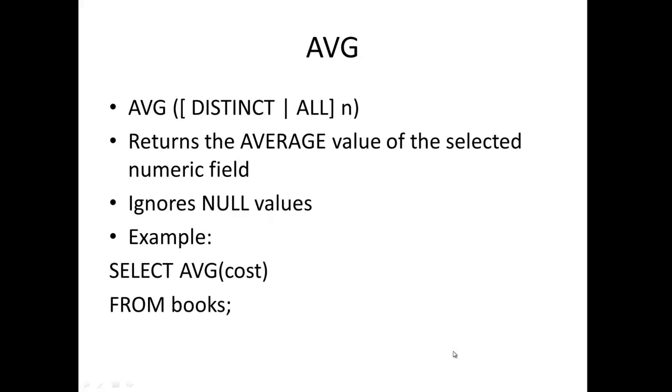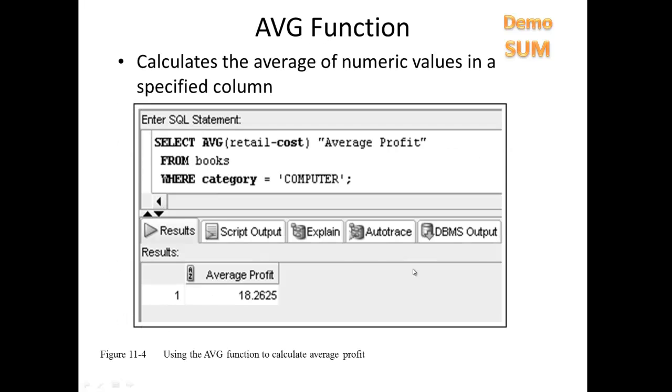I'm going to talk about average. Average, paren, distinct, if you wished it to be distinct. The divider, the separator, all, returns the average value of the selected numeric field. It ignores null values, and here's an example. Select AVG for average, the average of the cost, so this is the field we're working with, from the books table. Here's an example. The average function calculates the average of numeric values in a specified column.